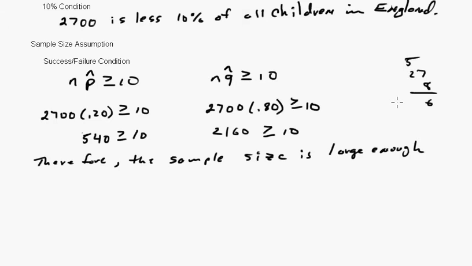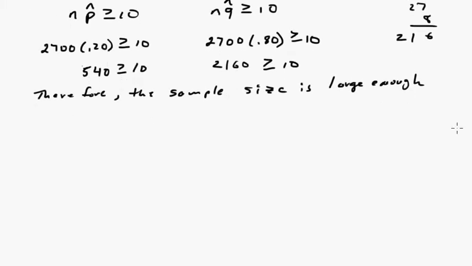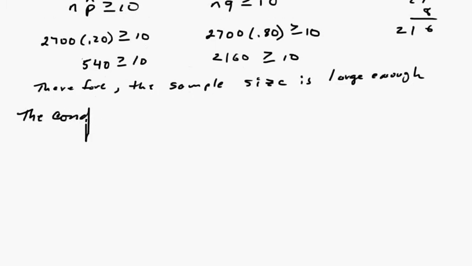I could do this. Okay, so I just need to add some zeros. So, okay, so let's see. We need a transition statement. So the conditions, whoa, what happened? Conditions are satisfied.